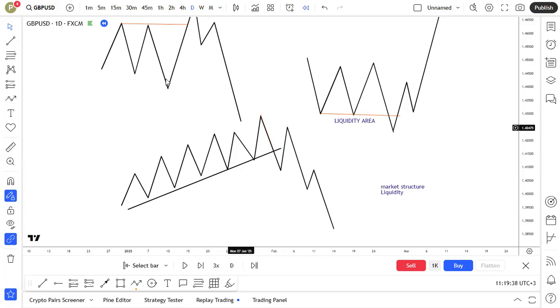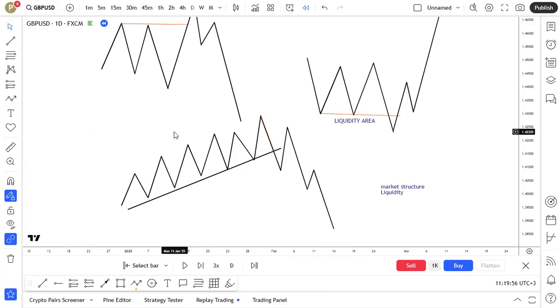The simplest one is always the swing highs and swing lows. We talk about the swing highs and swing lows, the highs and the lows of a range. Okay, that's also one of the examples of liquidity.